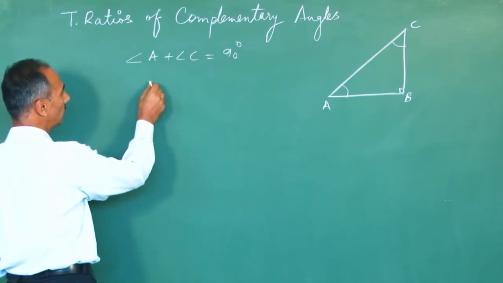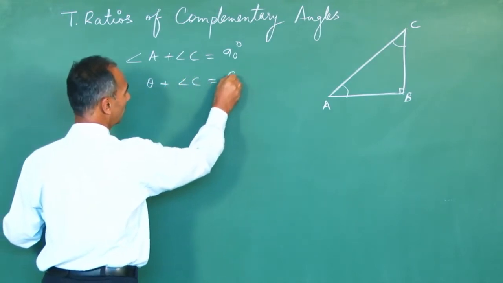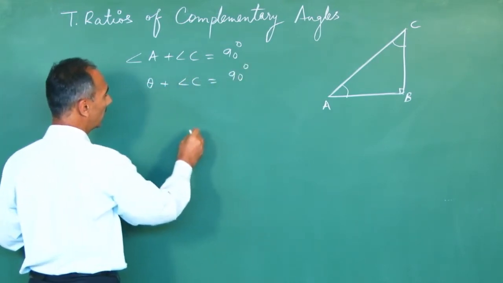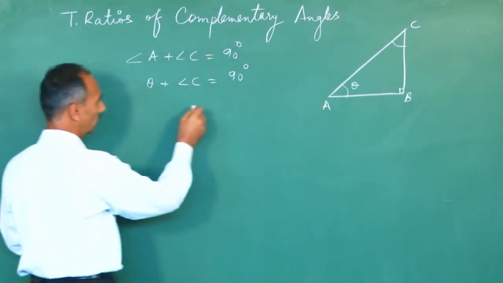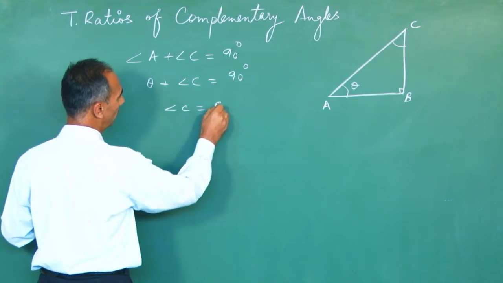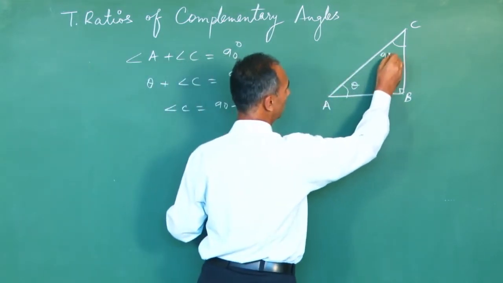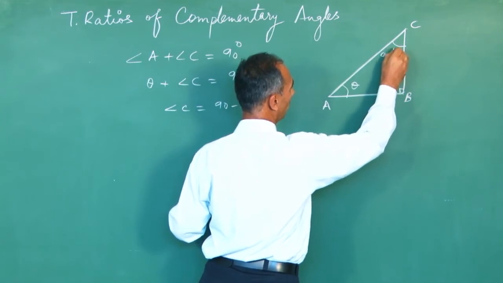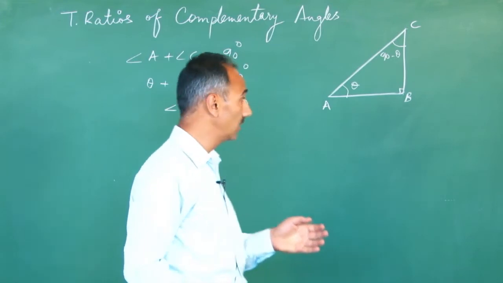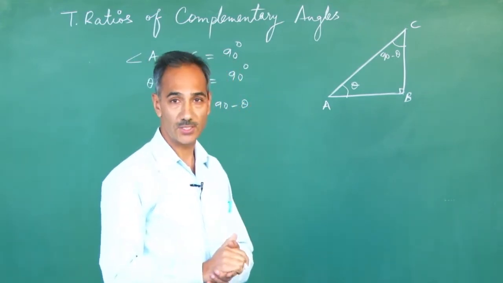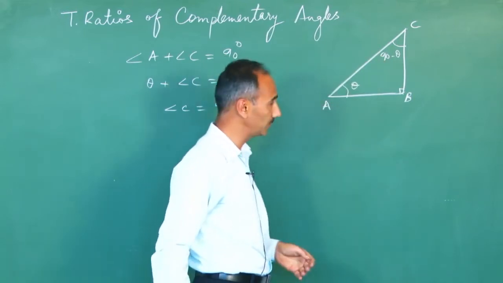Now, if I denote A by theta, or any letter to denote an angle, so if A is theta, what about C then? If we solve this equation, angle C will be 90 minus theta. So this angle is 90 minus theta. Theta and 90 minus theta. That means if theta is 30, then 90 minus theta will be 60. If this is 50, this will be 40, and so on.